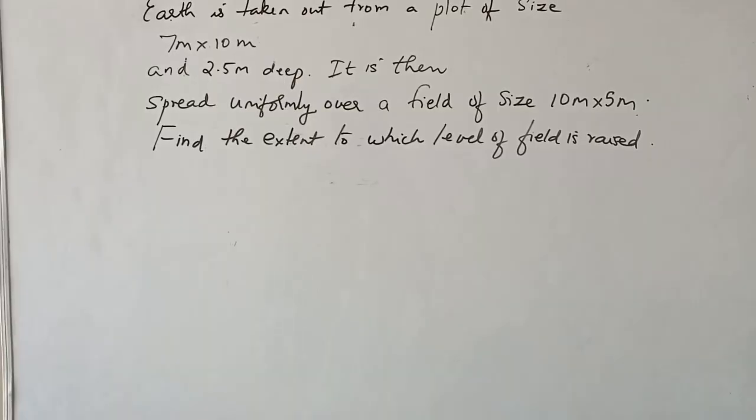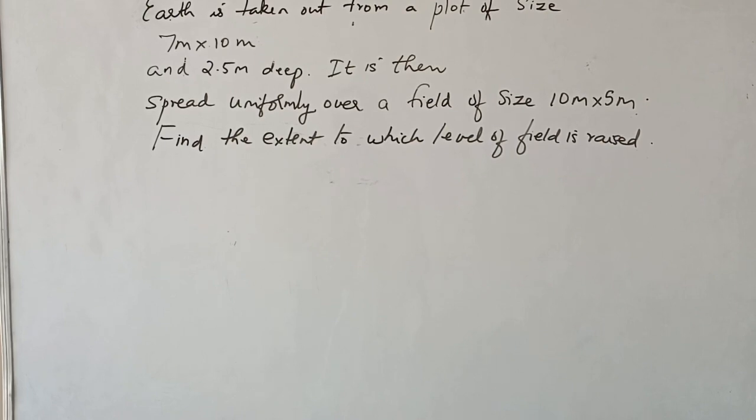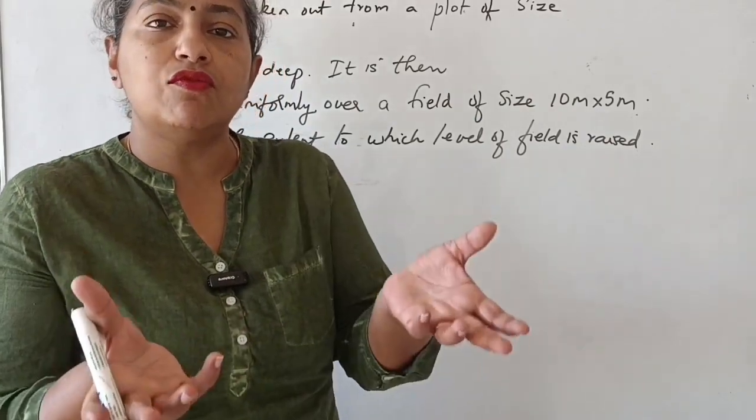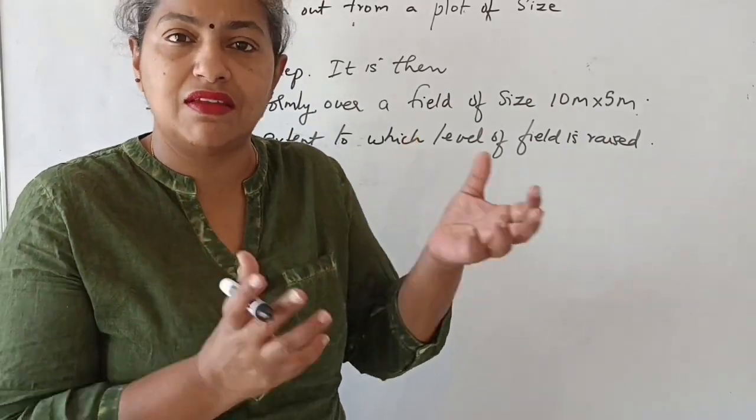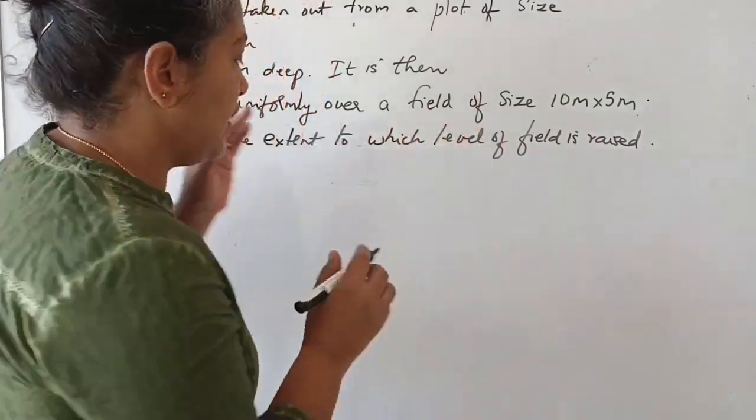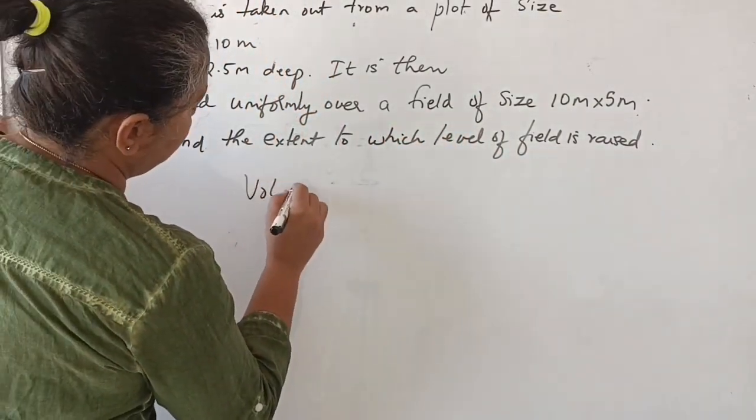Earth is taken out from a plot of size 7 meters by 10 meters and 2.5 meters deep. It is then spread uniformly over a field of size 10 meters by 5 meters. Find the extent to which the level of the field is raised. So basically, as I told you before, there is a plot from which earth is taken. The volume of the earth that is taken out is equal to the volume of the earth that is spread on the field. So let us first find out the volume of the earth taken.